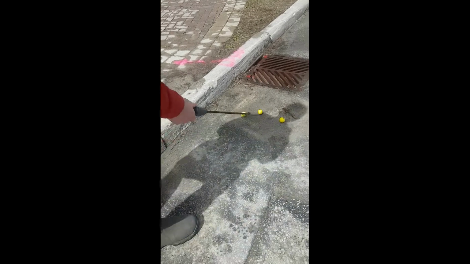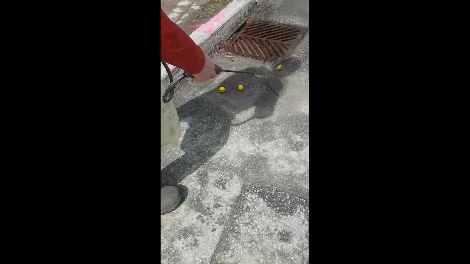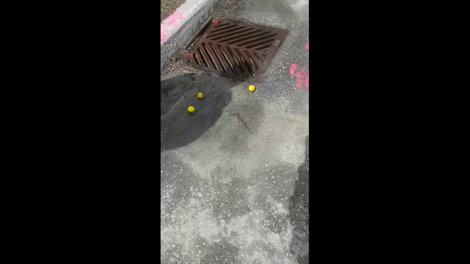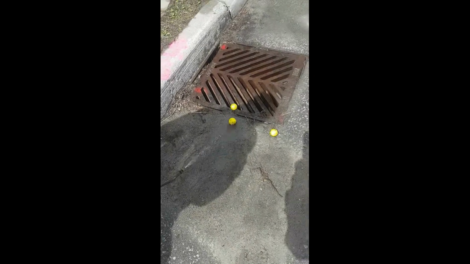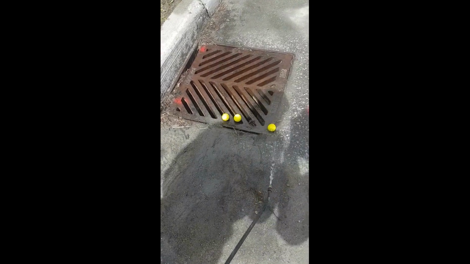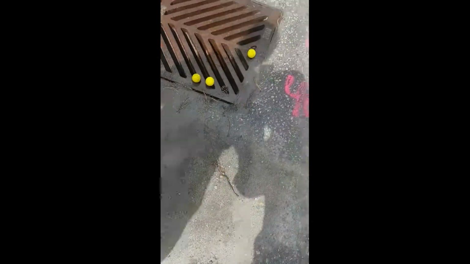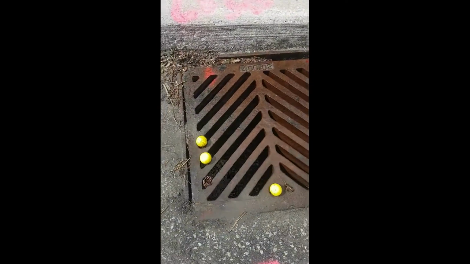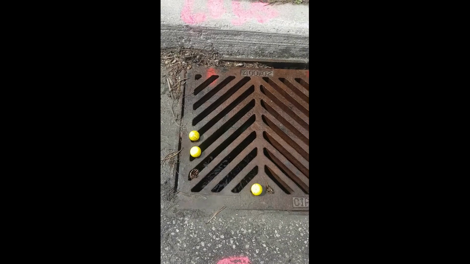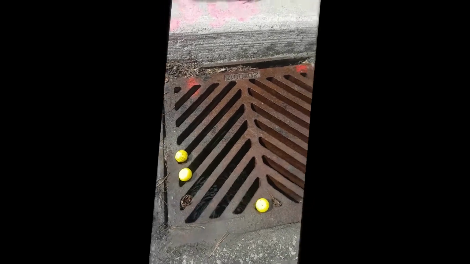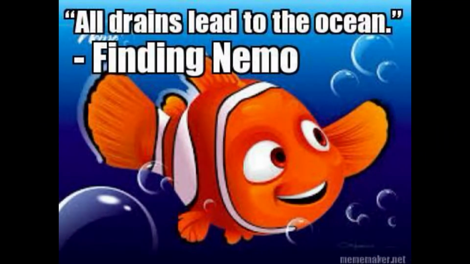So the stormwater will eventually push all the contaminants into the storm grate. So now the question is, once they hit the storm grate, where do they go next? Well, we don't live near the ocean like Nemo does, so where does our water go?